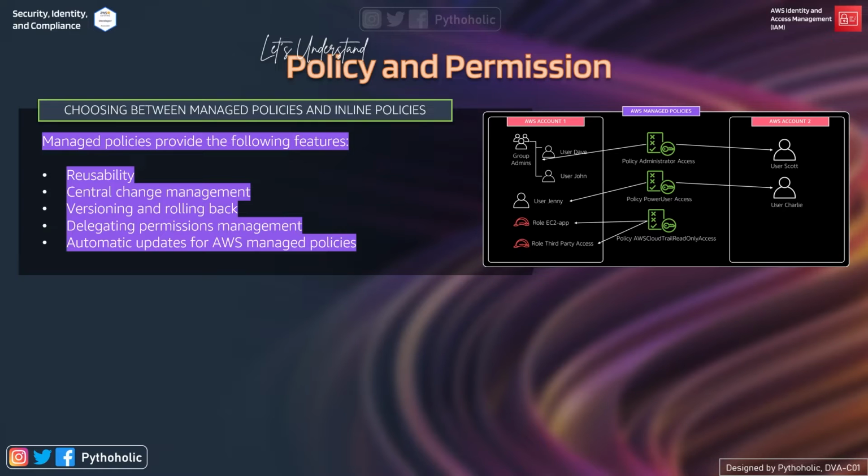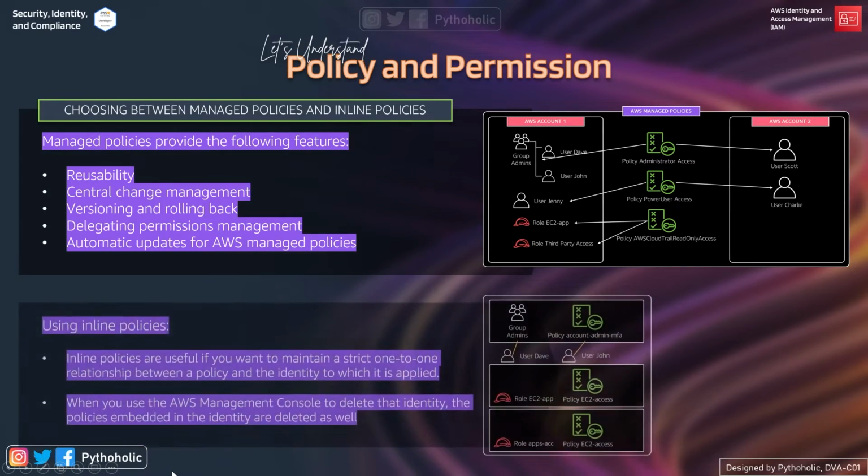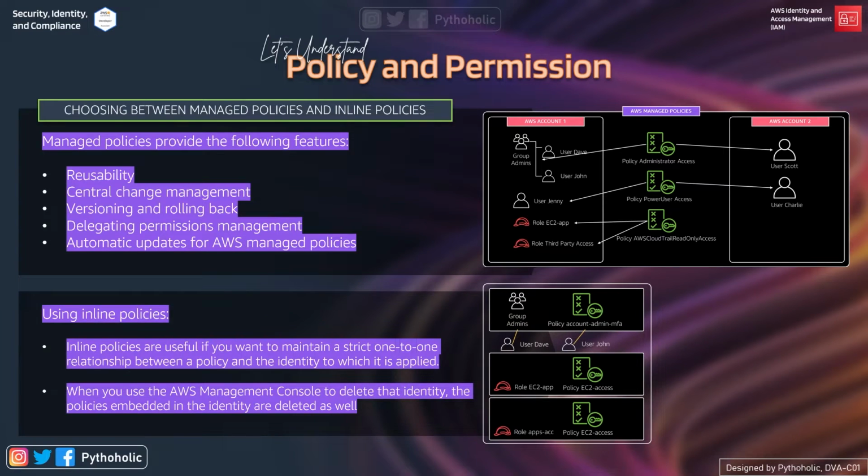The last one that we have here is automatic updates for AWS managed policies. As I already told you, AWS manages or maintains AWS managed policies and updates them. And that is not your headache. So it's a good thing. For example, if a new service or API is introduced, AWS itself will maintain the policy for that resource. So that's not your headache. That's a good thing.